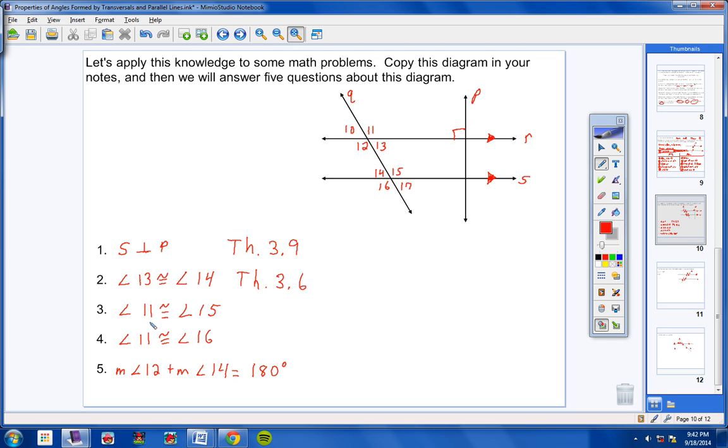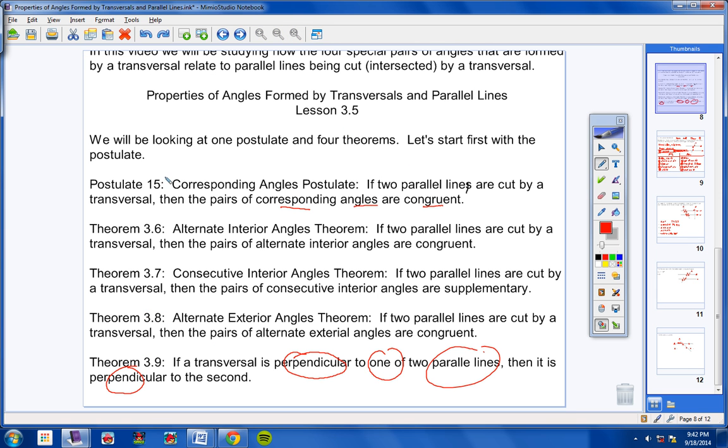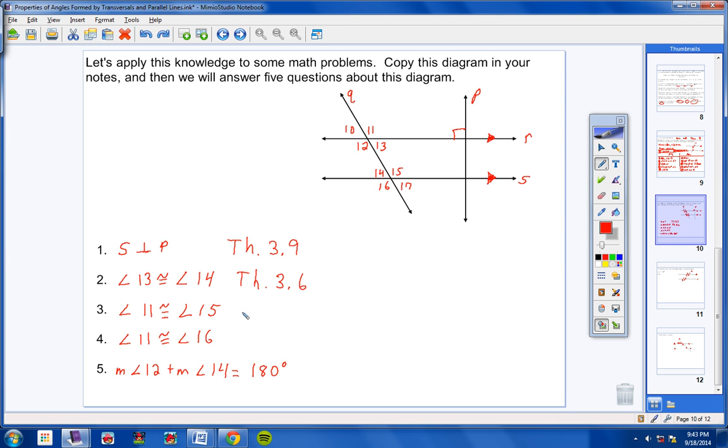All right. Angle 11 is congruent to angle 15. Well, here's 11, and here's 15. So we have 2 parallel lines cut by a transversal. What are those angles called, 11 and 15? Aren't they corresponding angles? Sure they are. Well, that's our postulate. Postulate 15. If two parallel lines are cut by a transversal, then the pairs of corresponding angles are congruent. So that's going to be postulate 15. And for those that have worked ahead and you're finished already, please be patient and please check your answers and make sure that you're right.